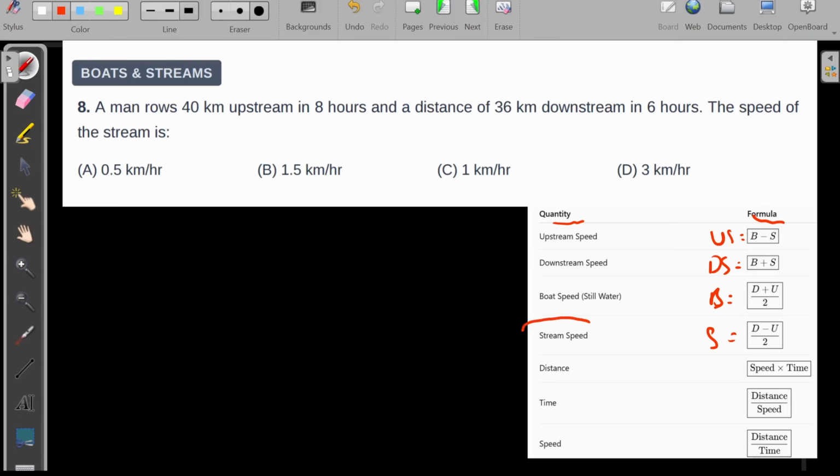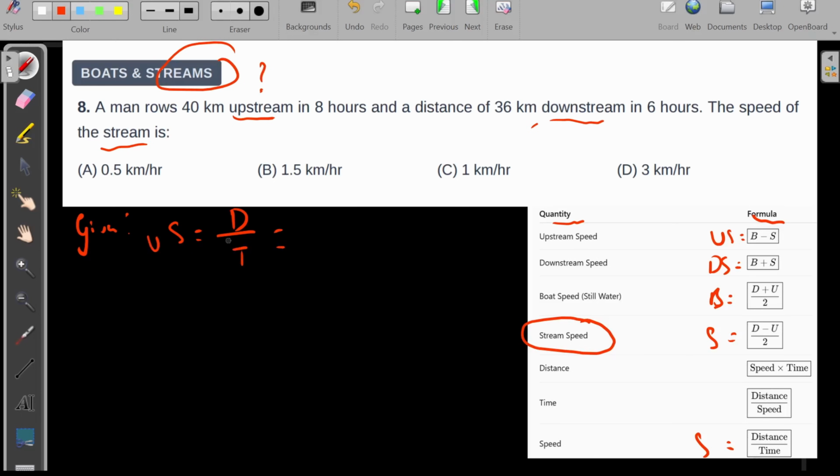In this case, from the question, we would use this formula to know the speed of the stream. As you can see, stream, which we don't know. But before we use this formula, we need to find the speed of the upstream and the downstream, which we will use this formula, which is speed equal distance over time. So from the question given, we need to find the upstream and the downstream. Speed equal distance over time. We know the upstream here, distance is 40 km in like 8 hours. So that will give me 5 km per hour.